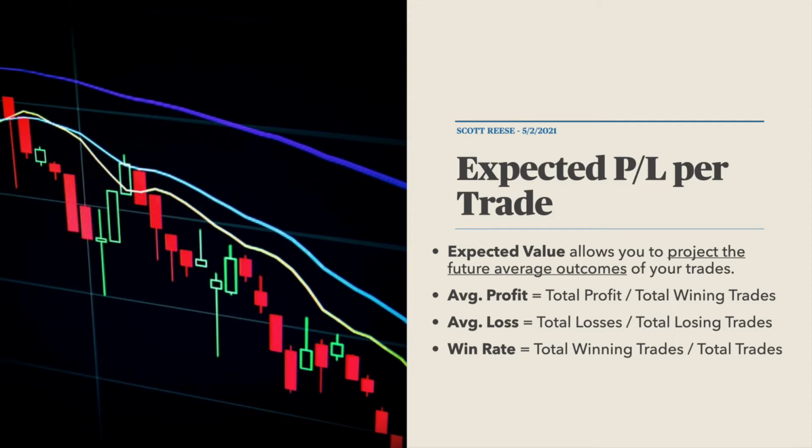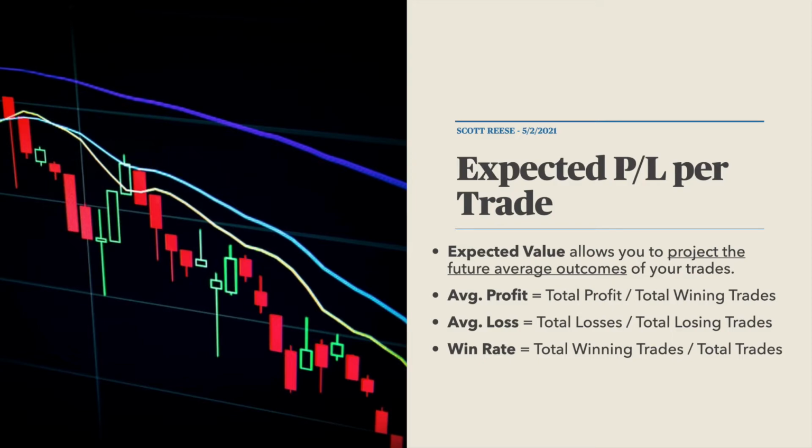And the way you figure this out is you take the total number of winning trades so far and you just divide that by your total number of trades, winners and losers together, right? Total winners divided by total trades. And then the fourth component would be your losing rate, which is obviously just the opposite of your winning rate. So for example, if you win 70% of the time, then that means you also lose 30% of the time.